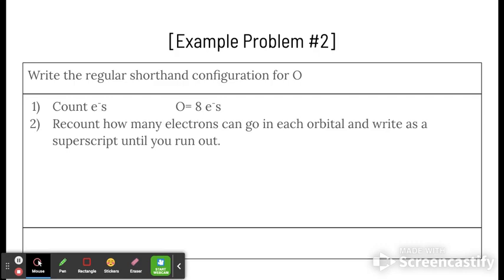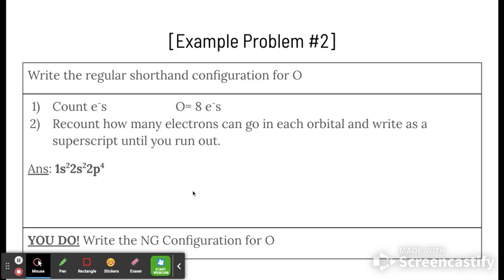Recount how many electrons go in each orbital and write them as a superscript until you run out. So when you do that, you've got 1s. 1s can hold 2, so we're going to put 2. Then you've got 2s. 2s can hold 2, so we're going to put a 2. We've used 4 of our 8 here, so we only have 4 left. 2p can hold up to 6, so we're going to put all 4 in that 2p. So we've got 1s2, 2s2, 2p4. So now I want you to try to write the noble gas configuration for oxygen as well.